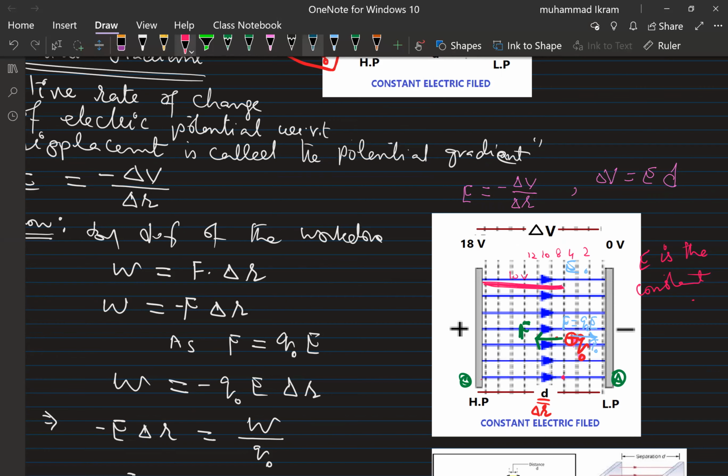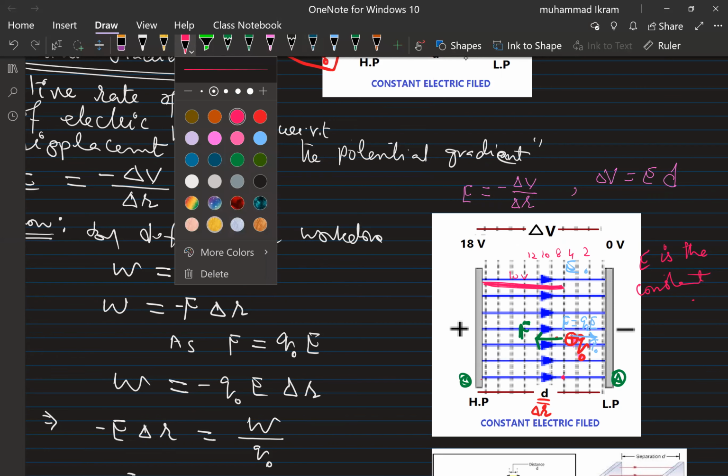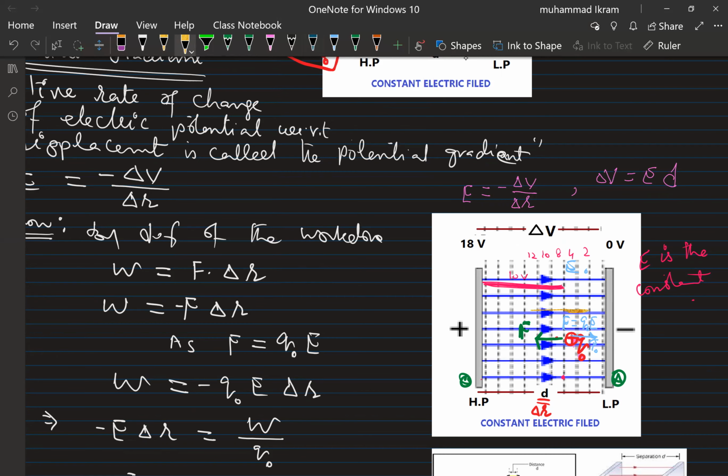But if you would like to see the things here, then look, what is going to happen? What is the electric potential here between this point and this point? It is 16. But here the distance is greater. Potential is greater here, and the distance is also greater. So you have the same E. Here the potential is decreased, right? It reaches 10 volt. But the distance is also decreased.